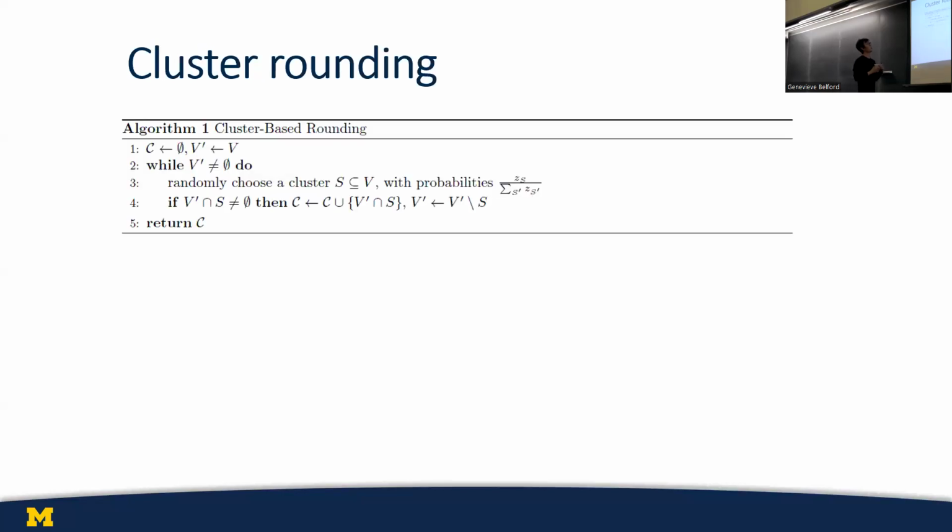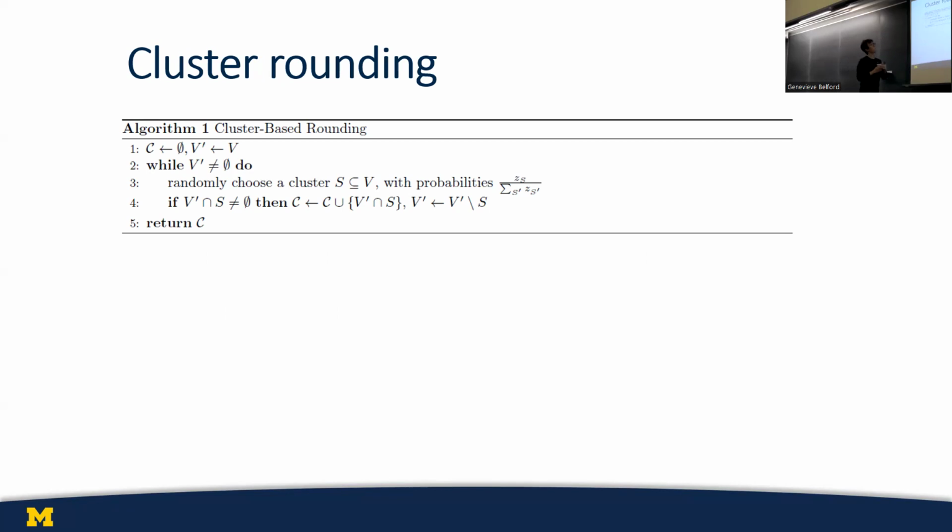Okay, the first one, cluster rounding. Actually, that's the entire description of the algorithm, even in the paper. I just copied and pasted it from the paper, which is basically 2 lines. What we do here is that again this algorithm is an iterative algorithm, so we are constructing one cluster at a time.